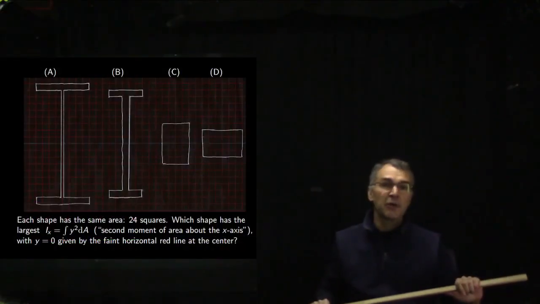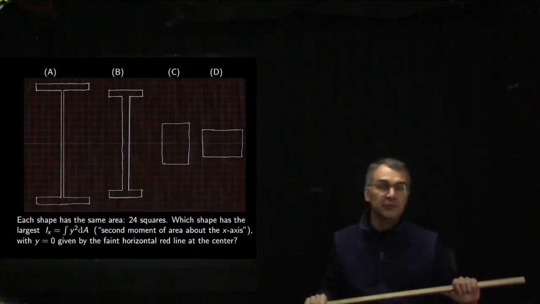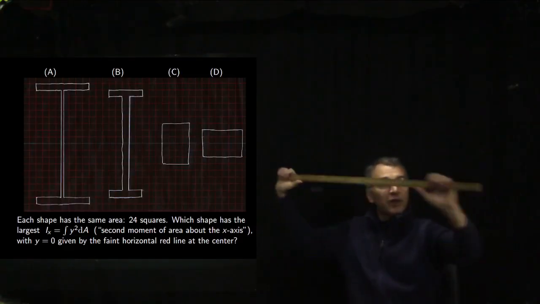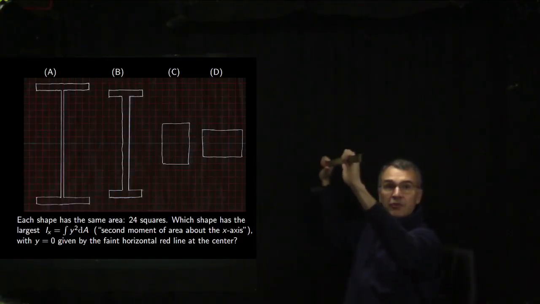Now let's move on to the topic that I call second moment of area, but most architects and engineers call moment of inertia. And this will really help us to understand why this meter stick is about 10 times stiffer when held like a joist than it is when held like a plank.